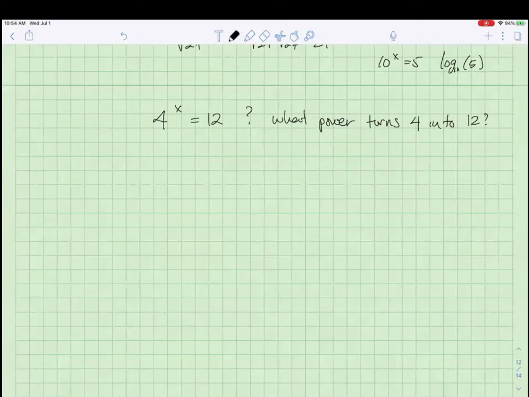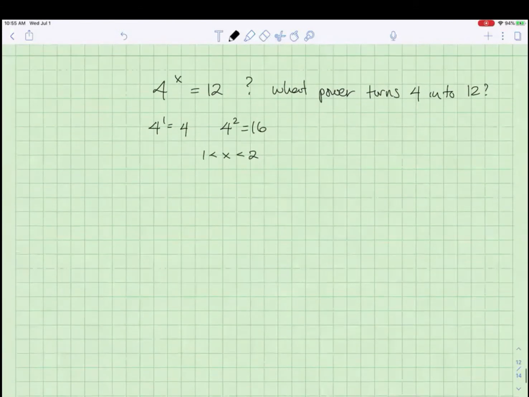The second thing is, I have no idea what that power is, but I think that there's a number that does it, because 4 to the first power is 4, and 4 to the second power is 16. So whatever x is, it's a number somewhere between 1 and 2, for sure, because 12 is somewhere between the first power of 4 and the second power of 4. The question is, what is x?